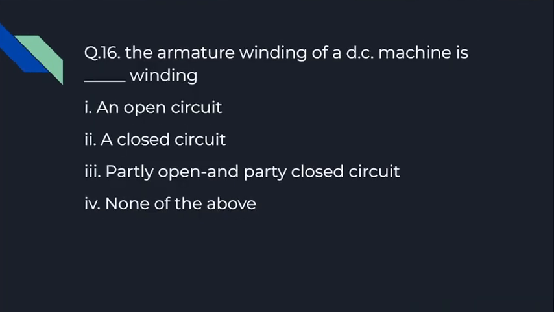The armature winding of a DC machine is dash winding. There is a possibility of having a lap or a wave winding, but whichever it is, it should be a closed circuit. The options are open, closed, partly open, or none of the above. So it is closed circuit. Option 2 will be the answer for the question.